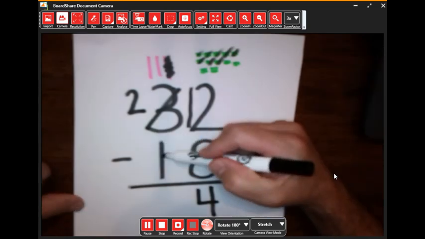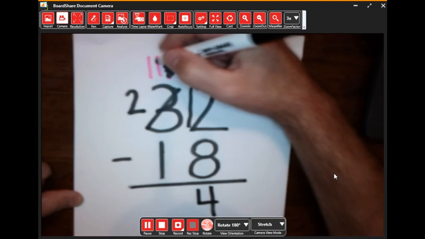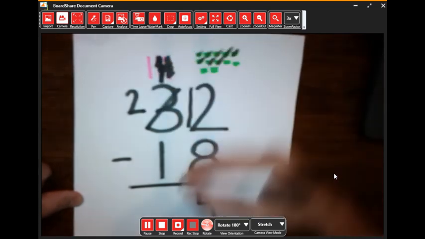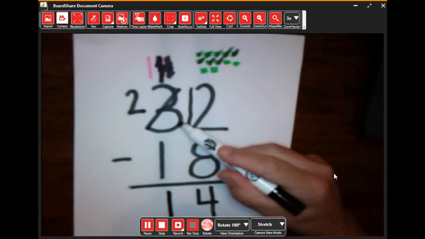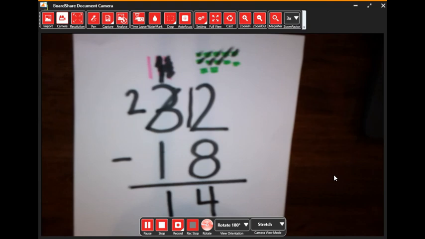Now, going back to my tens, I'm going to take away 1. 2 minus 1 is 1. So now my problem, 32 minus 18 equals 14. And that is how you do double digit subtraction with borrowing using sticks and cubes.